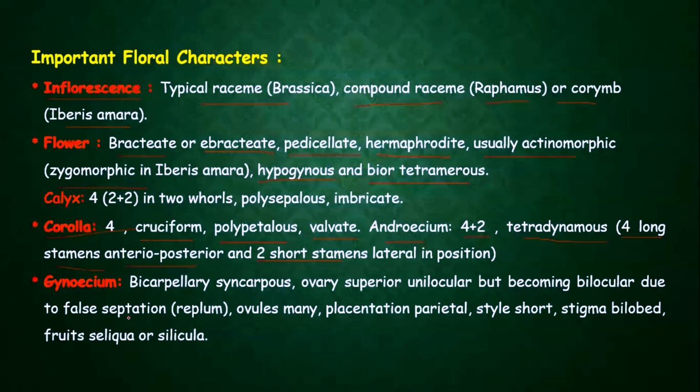And gynoecium, we have already discussed, try to remember, with two carpels. Carpels are united. Ovary is superior, single locule, but becoming bilocular due to the formation of a false septum. This is called replum. Ovules many. What kind of placentation? Parietal placentation. Placenta is located towards the periphery. Style is short. Stigma bilobed. Fruit is siliqua or silicula type, seen in these family members.